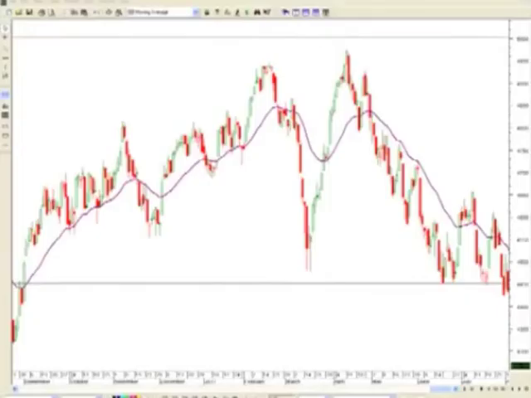On the screen is a chart of the XJO, which is the ASX 200. Now I just want to discuss what's happened in the market over the last few weeks and how the signs were in the charts well before the big fall happened on Friday the 5th of August.